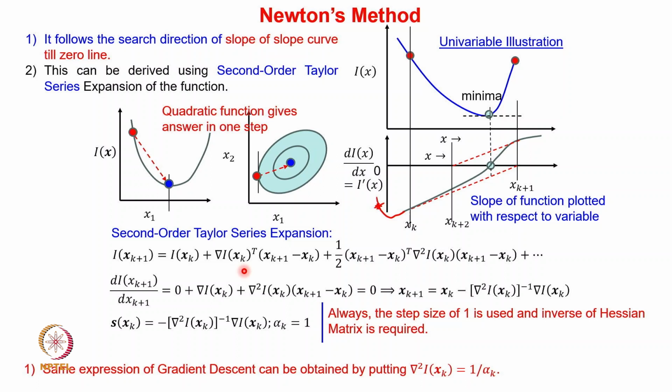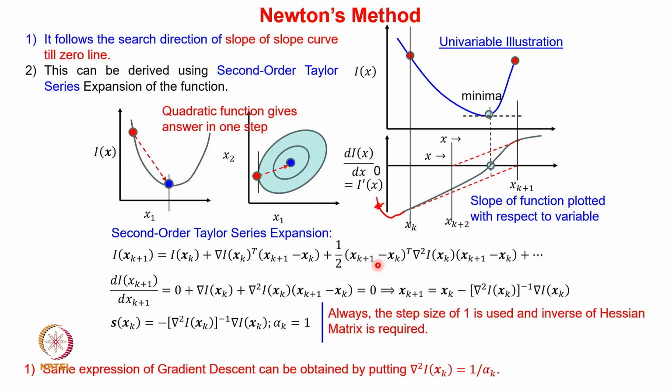Now what we are interested in is that this new objective value should correspond to the optimum, isn't it? So I(xk+1) should be optimum. When I say that I(xk+1) is the optimum point, it means that the derivative of I(xk+1) with respect to xk+1 should be equal to 0. So if I differentiate this equation with respect to xk+1, what am I going to get? The derivative of I(xk) with respect to xk+1 will be 0, because xk and xk+1 are different variables and the first term is a constant. The derivative of the second term with respect to xk+1 will be just 1 because of this term, so we will have del I(xk), that's it.